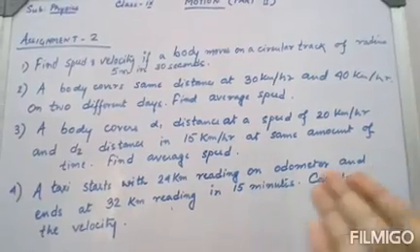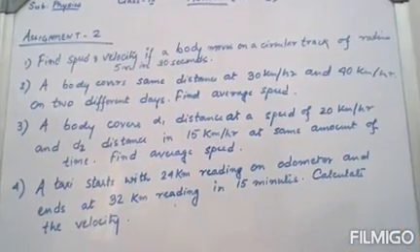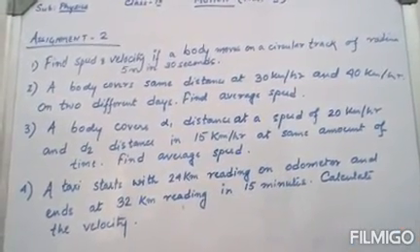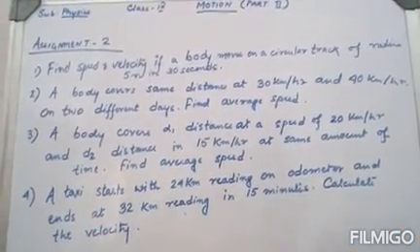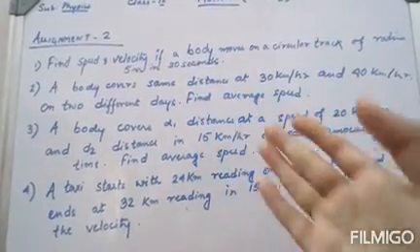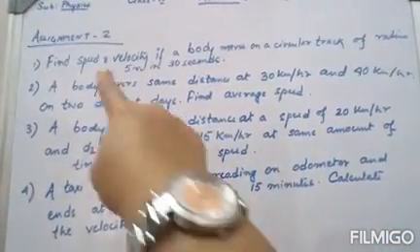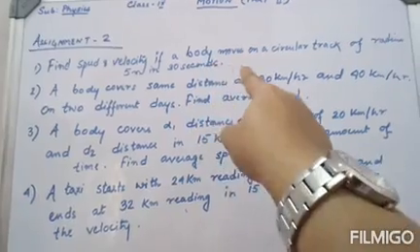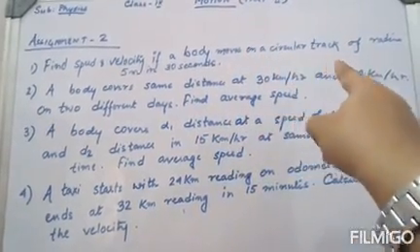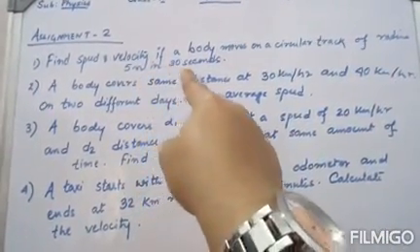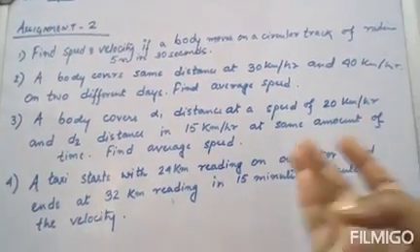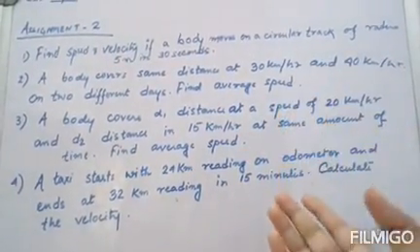So here I have a couple of questions at the end of today's lecture session. This is for your assignment too. First question: find the speed and velocity of a body that moves on a circular track of radius 5 meter in 30 seconds. You have to calculate speed also, you have to calculate velocity also.